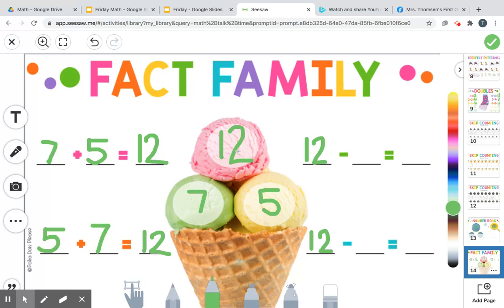And then over here, we take 12, and then we take away a little number. We take away one of our parts. So if we took away 7, what part is left? Yeah, 5. So over on this one, since we took away 7, now we need to take away 5. So we take away 5. What's left? Yeah, 7. And that, my friends, is fact family. Make sure you're practicing these. These are kind of tricky, but you're going to get them.